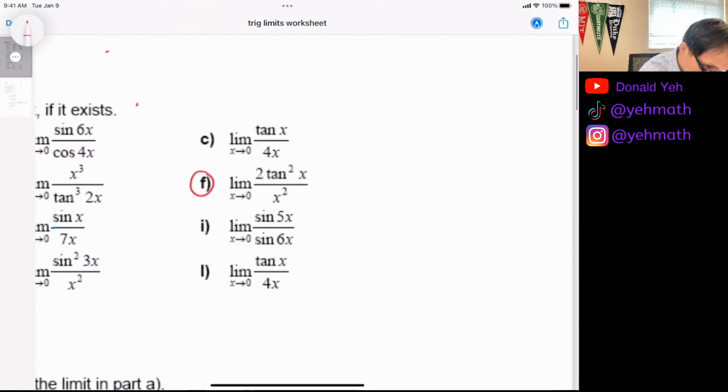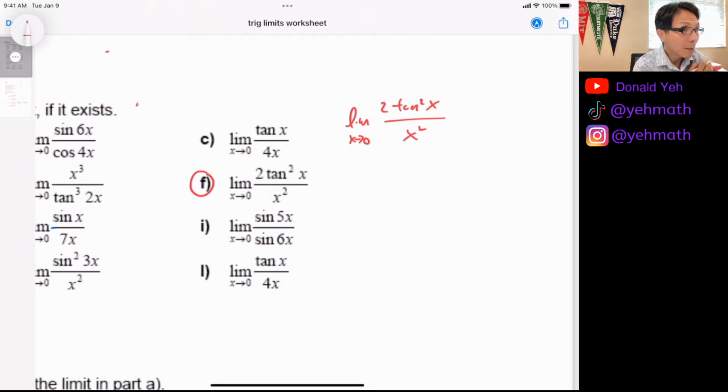So then let's look at this question: the limit as x approaches 0 of 2 tan squared of x over x squared. Now, sometimes we have to make math happen, and I'm saying that in the most sincere way. It's definitely not a way to say just make math happen. In this particular case, you really do have to make math happen.